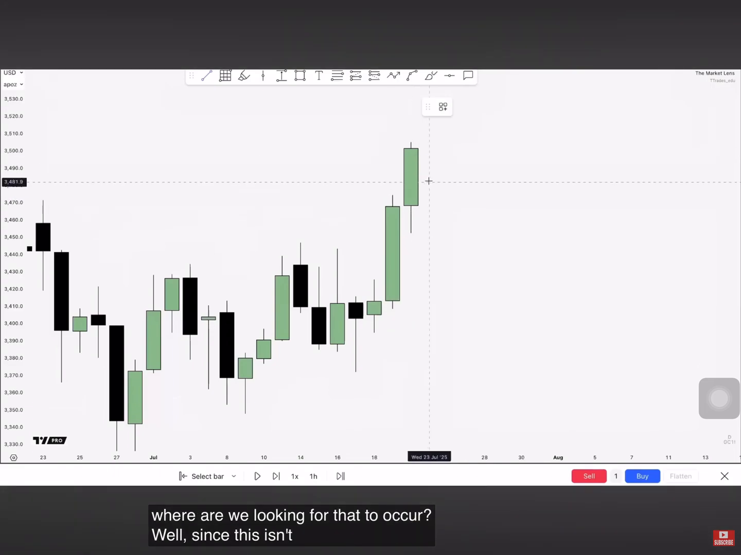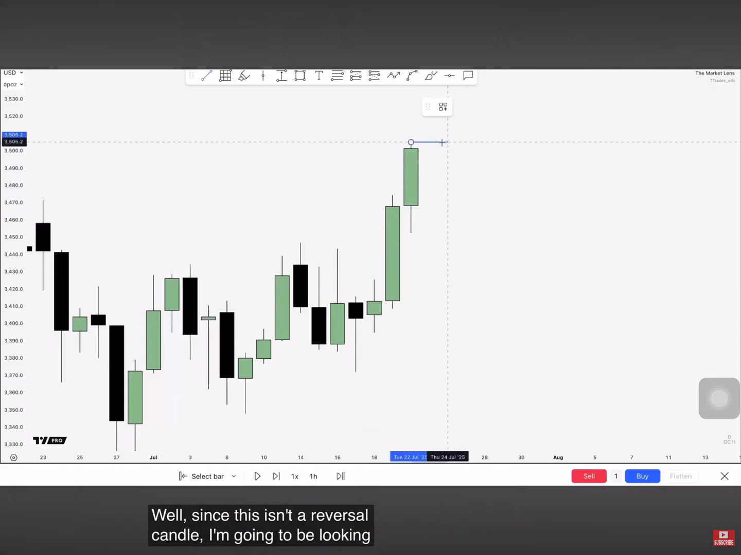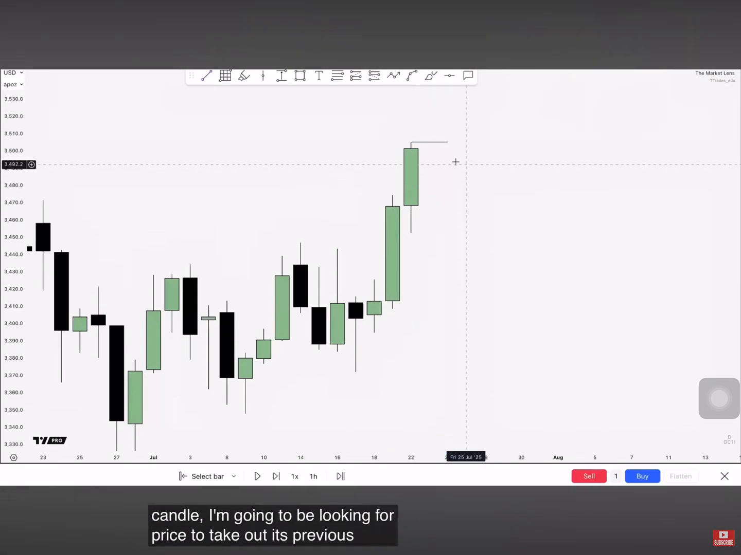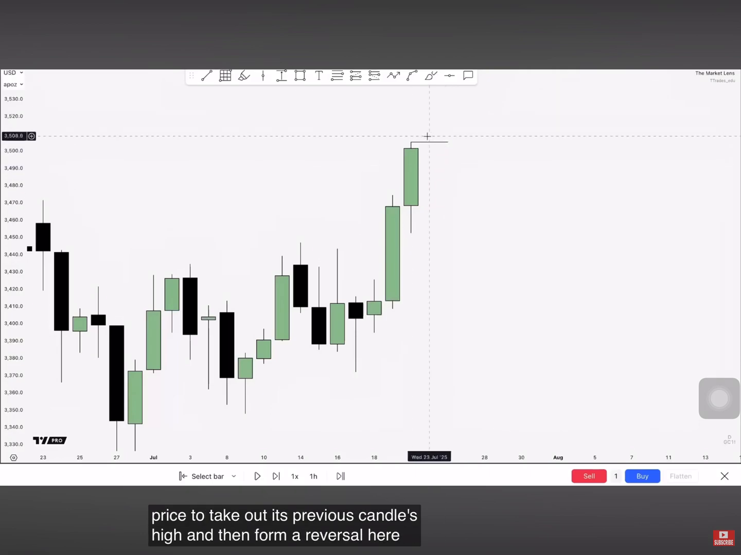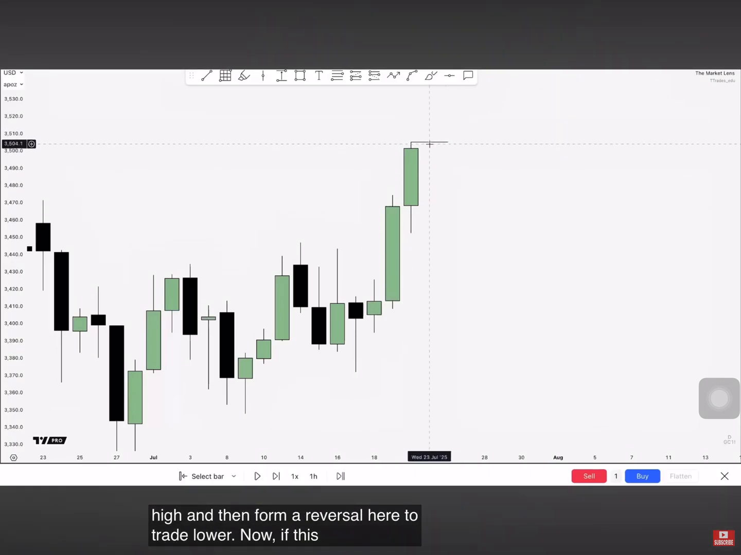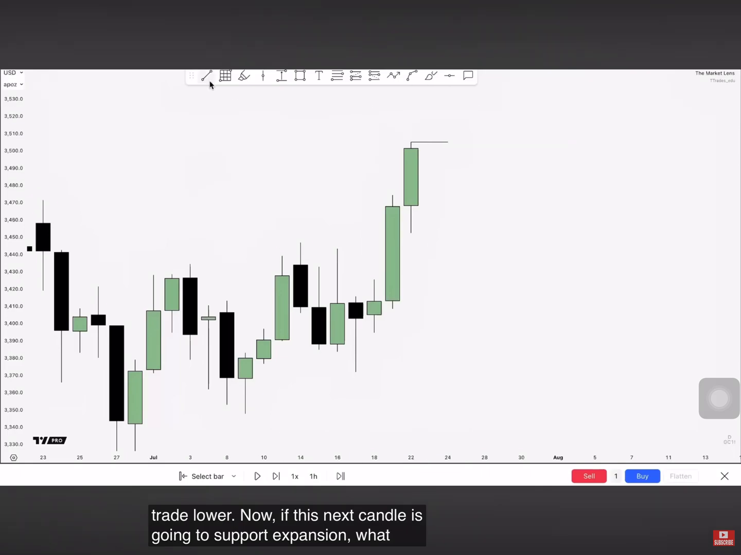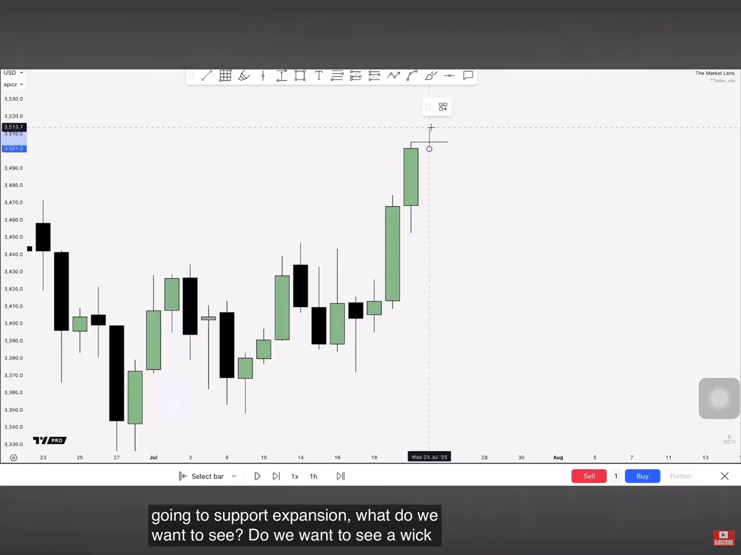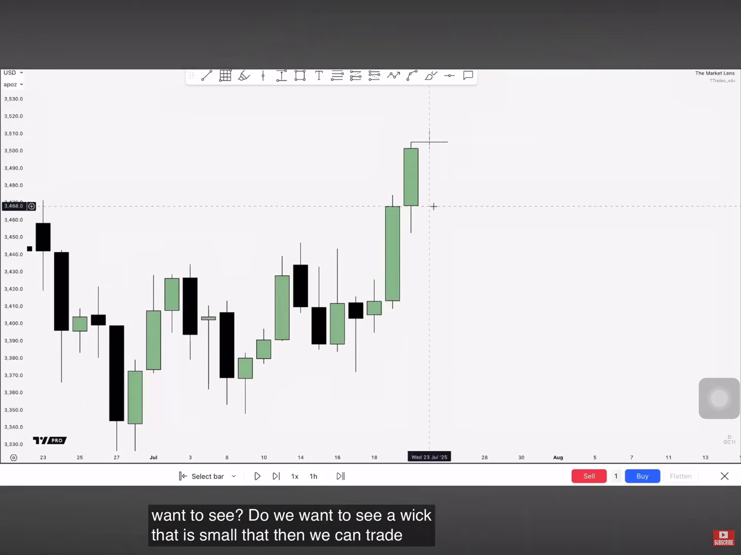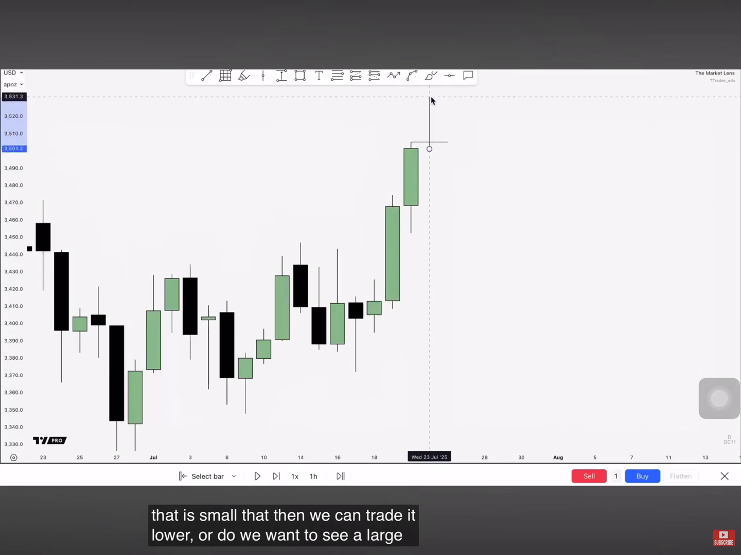Well, since this isn't a reversal candle, I'm going to be looking for price to take out its previous candle's high and then form a reversal here to trade lower. Now, if this next candle is going to support expansion, what do we want to see? Do we want to see a wick that is small, that then we can trade it lower? Or do we want to see a large wick?